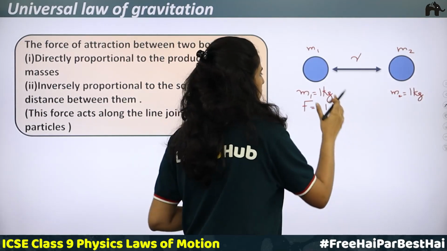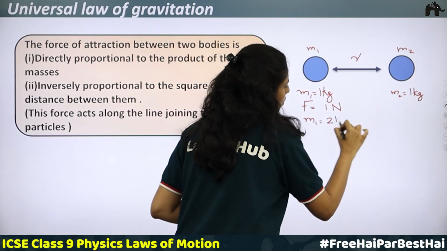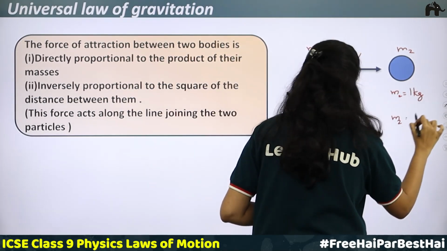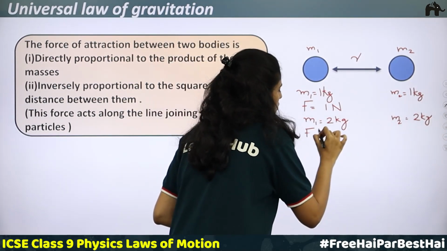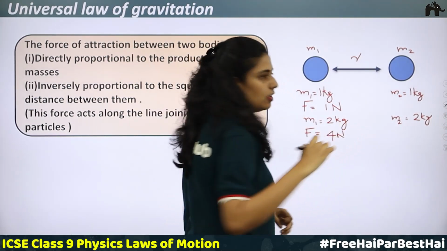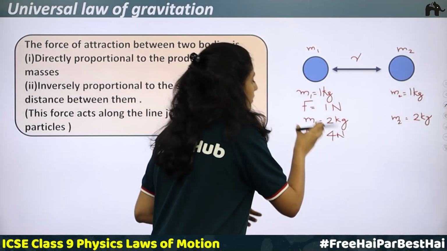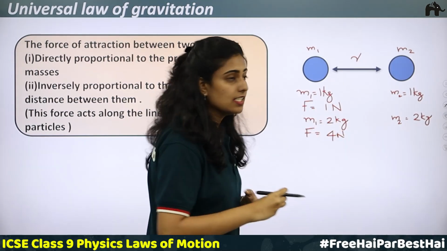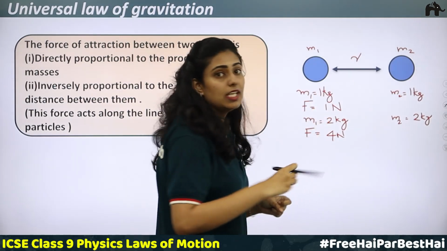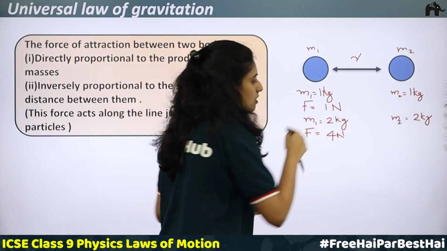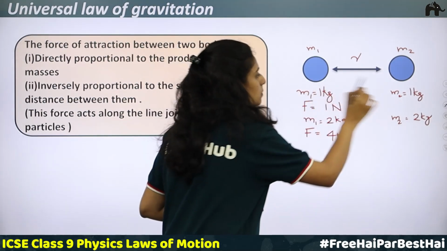Now what I am doing is increasing the mass. Let the mass M1 be equal to 2 kilograms and M2 be equal to 2 kilograms. Then the gravitational force of attraction becomes 4 Newton. Here, what happens when the mass increases? The gravitational force of attraction is increasing, which means the gravitational force of attraction is directly proportional to the mass. When mass increases, gravitational force of attraction also increases. It doesn't depend only on one mass. It depends on both the masses.